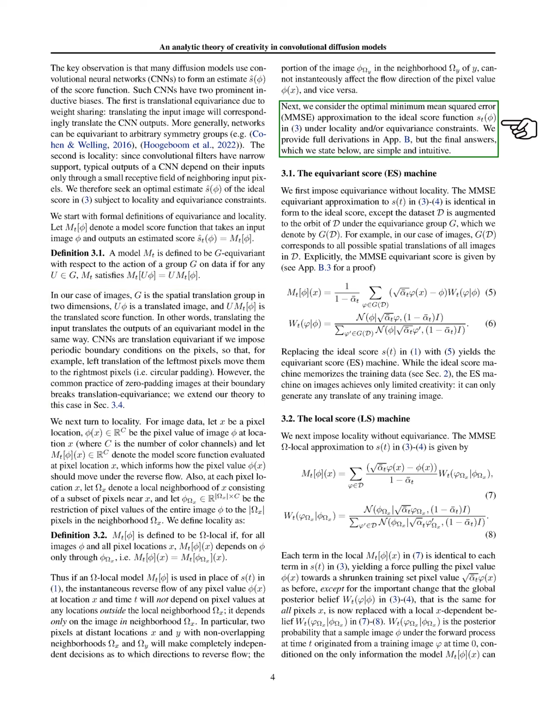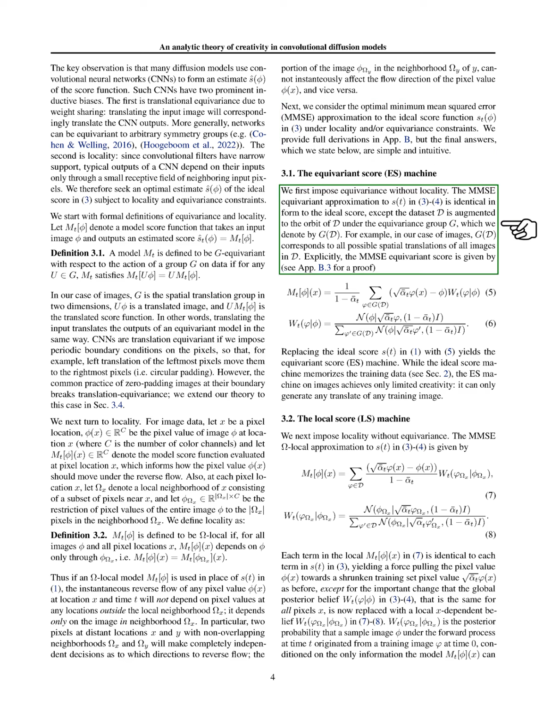We then explore the optimal minimum mean squared error (MMSE) approximation to the ideal score function under these constraints. While we provide detailed derivations elsewhere, the key results are straightforward. First, we consider the case of equivariance without locality. The MMSE equivariant approximation to the ideal score is similar in structure to the ideal score, but the dataset is expanded to include all possible translations of the original dataset. This leads us to the equivariant score machine.